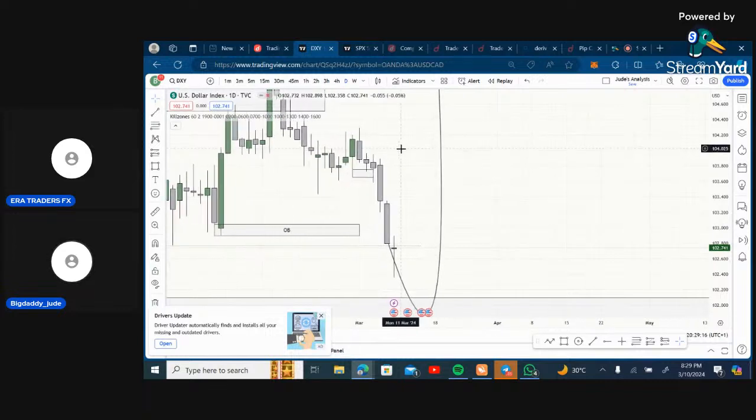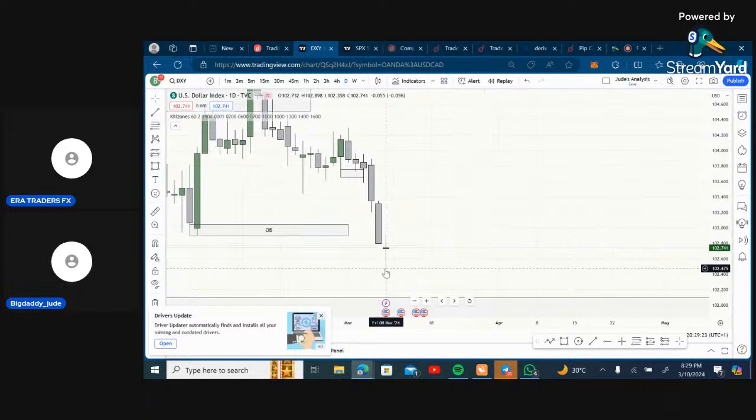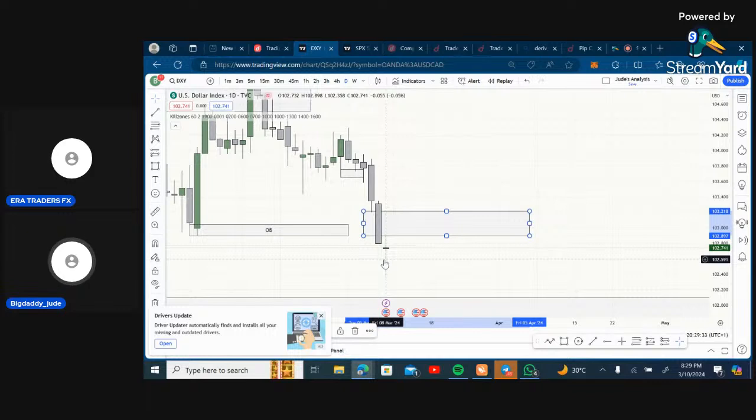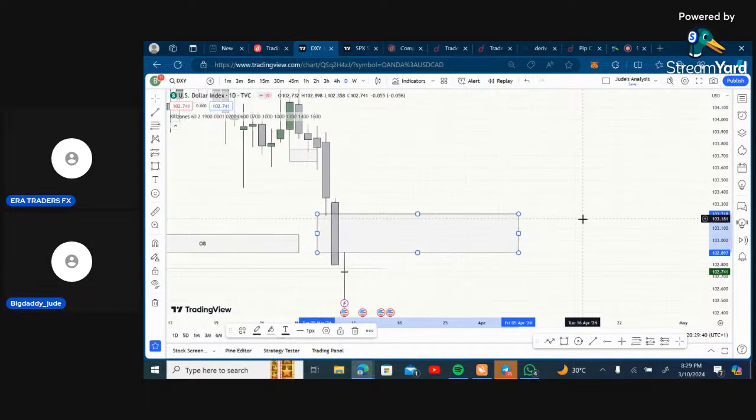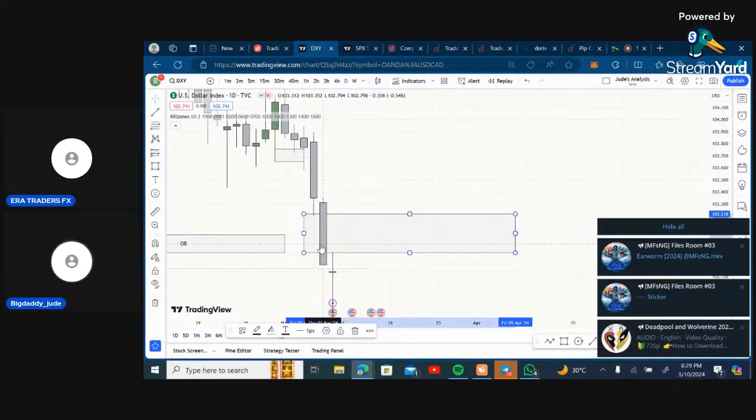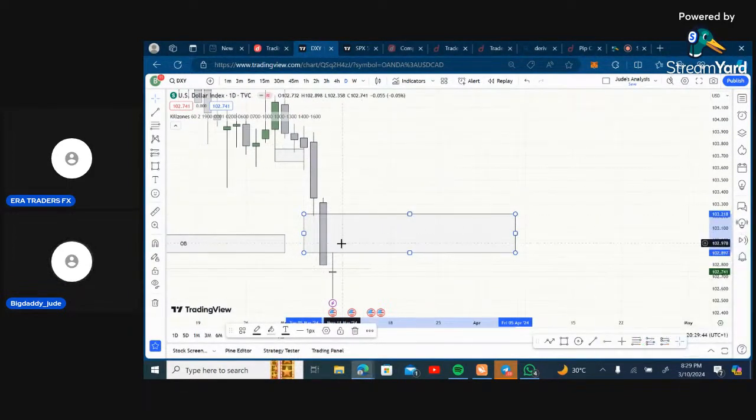We are seeing an imbalance here. Now, this is the last 3 days of last week, which was Friday, Thursday, and Wednesday. The closing candle, the Friday candle, is looking like an indecisive candle. And we have a bearish momentum right here, a massive bearish momentum.